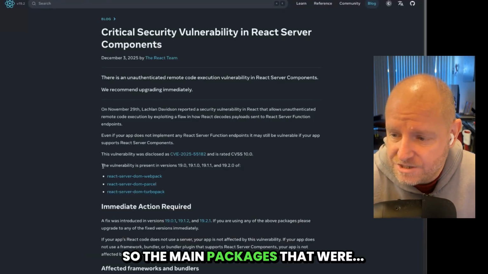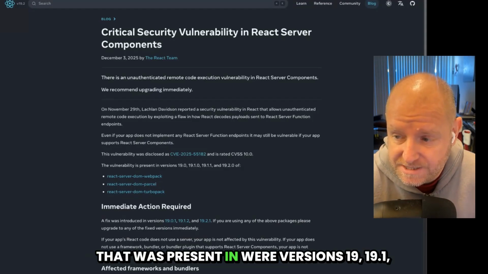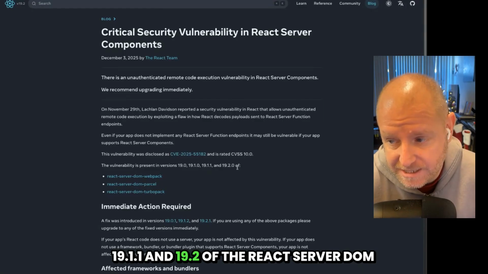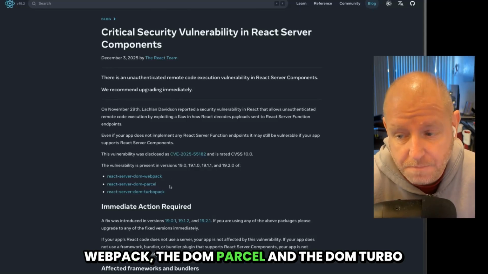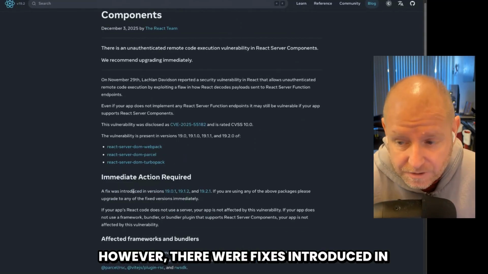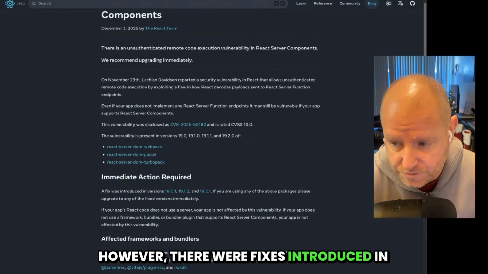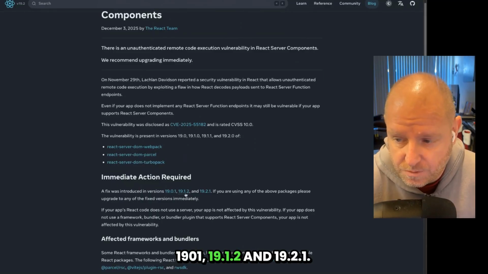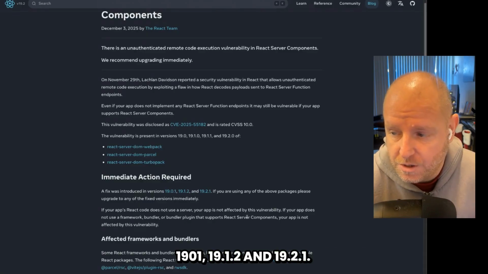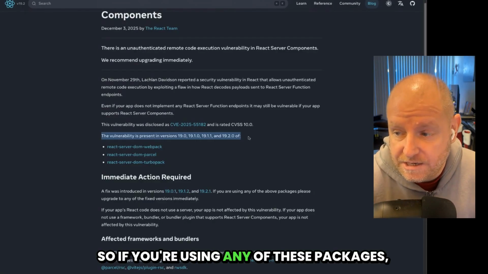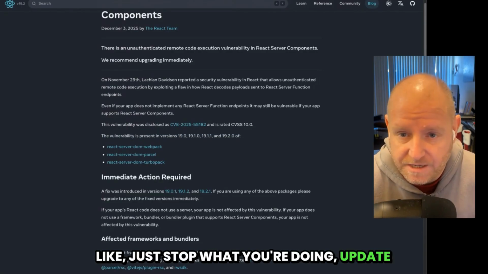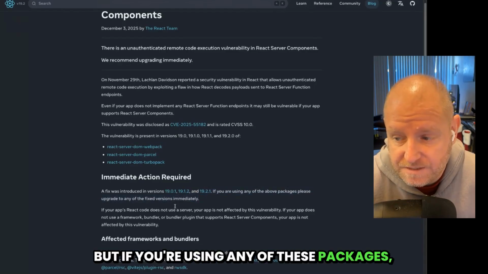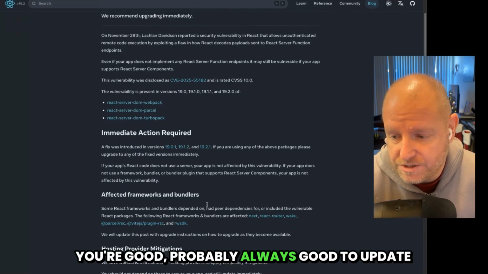So the main packages affected were versions 19.0, 19.1.0, 19.1.1, and 19.2.0 of the React Server DOM Webpack, the DOM Parcel, and the DOM Turbopack. However, fixes were introduced in 19.0.1, 19.1.2, and 19.2.1. So if you're using any of these affected versions, you need to update immediately. Just stop what you're doing and update. Even if you're not, it's probably always good to update.